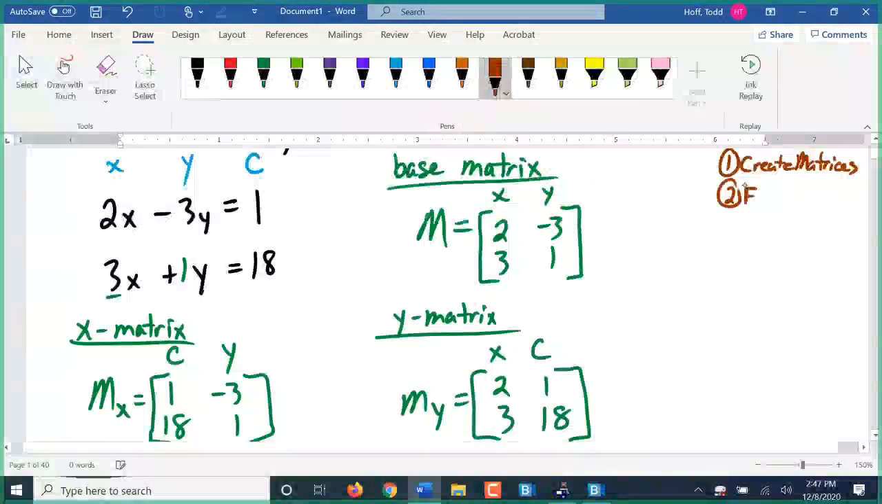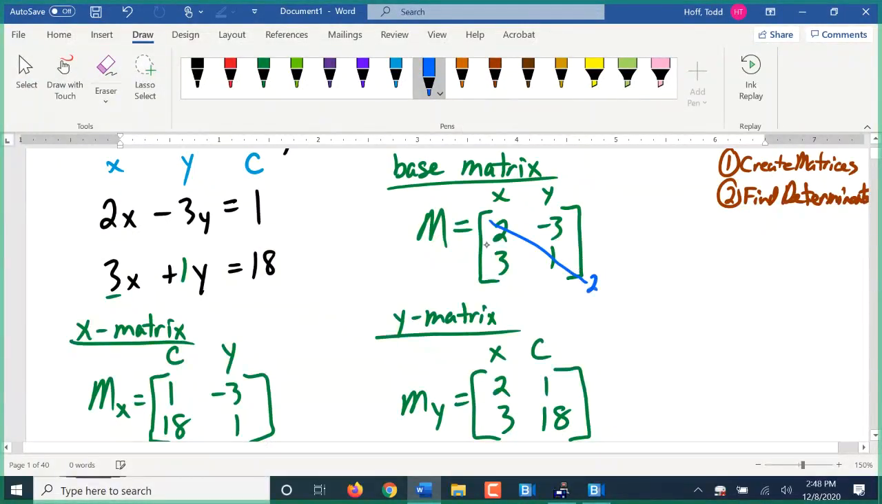Step two is to find their determinants. You knew that had to be coming because you spent so much time on determinants. So let's do step two. Let's find their determinants. Well, 2 times 1 is 2. 3 times negative 3 is negative 9. 2 minus the negative 9 is 11. So 11 is the determinant of our base matrix.